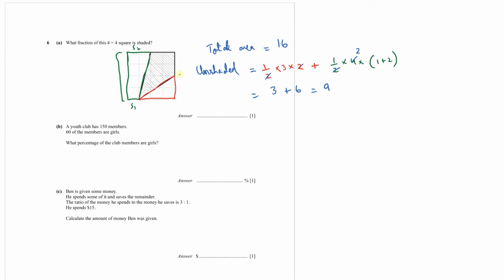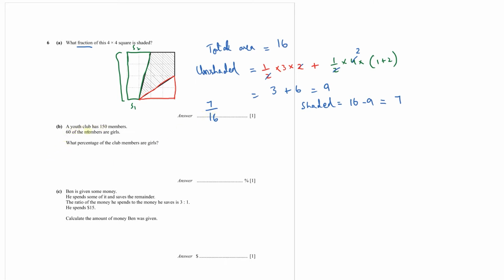So how many blocks are shaded? Shaded equals total blocks, which are 16. Out of those, 9 are unshaded. So this leaves us 16 minus 9, which is 7. So this shaded area comprises 7 blocks. But you are asked what fraction of the 4 by 4 square is shaded. So 7 out of the 16 are shaded. So the fraction shaded is 7 over 16.